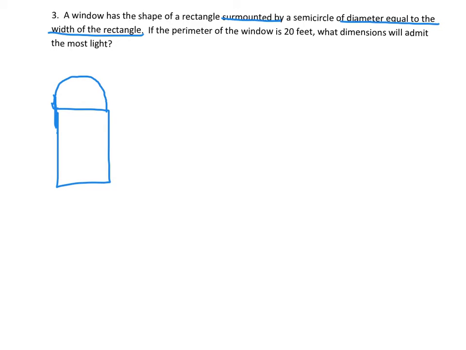Now, the perimeter of the window is 20 feet. When I say perimeter of the window, I'm talking all the way around the outside pieces. So if I were to trace it in red, we're talking all of this on the outside. All of that red is the 20 feet.